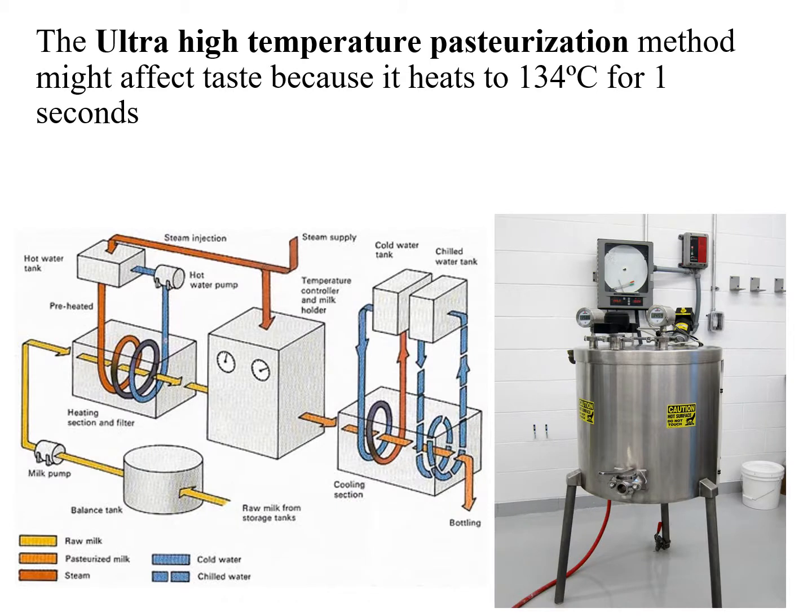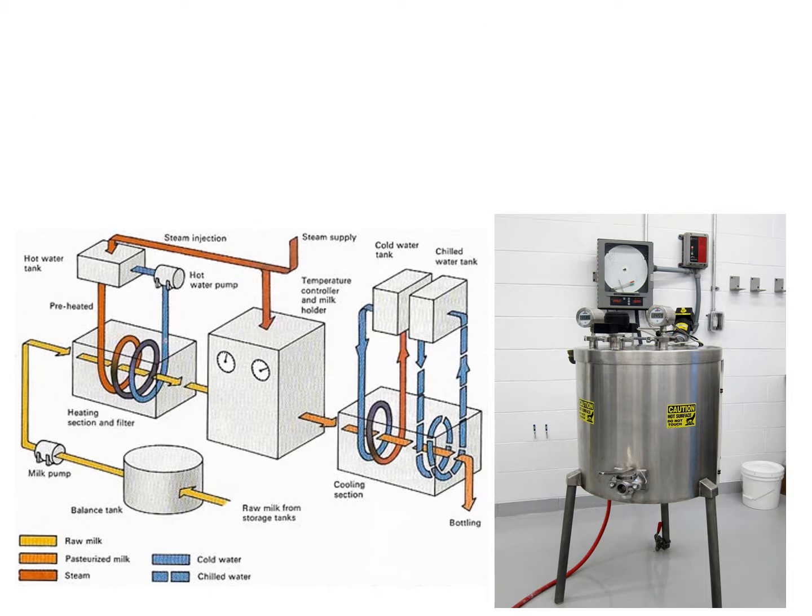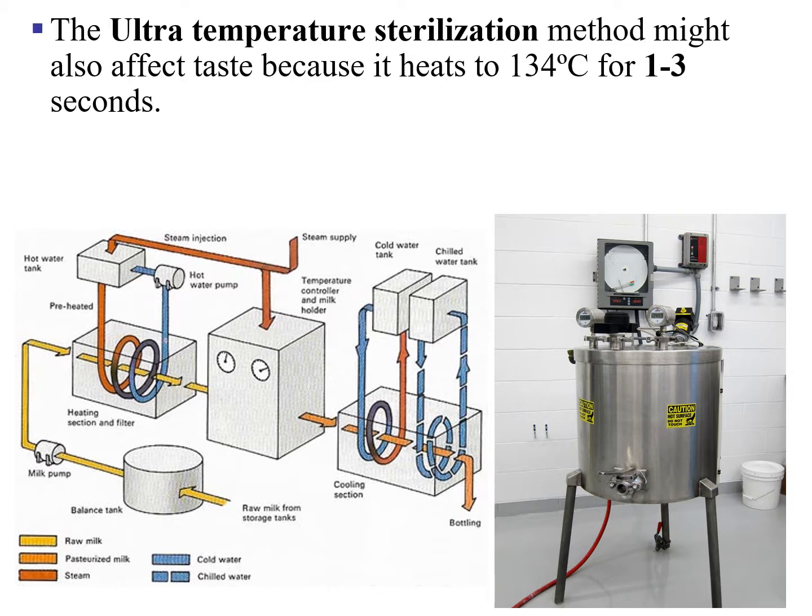The ultra high temperature pasteurization method might affect taste because it heats up twice as high as the batch method. It heats the solution up to 134 degrees Celsius for 1 second. There's another method that also uses the same temperature. It is ultra temperature sterilization. So instead of 1 second, we're going to go to 3 seconds. So this is going to kill everything.